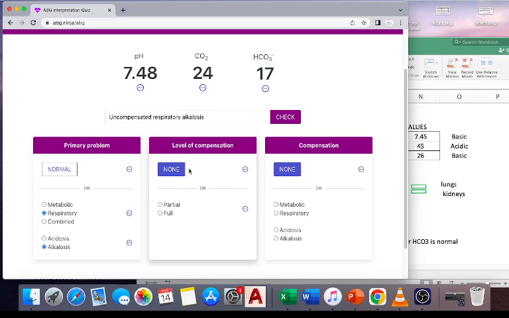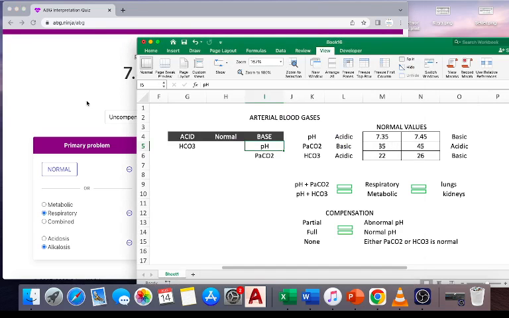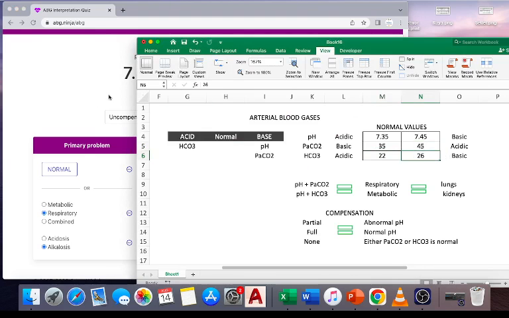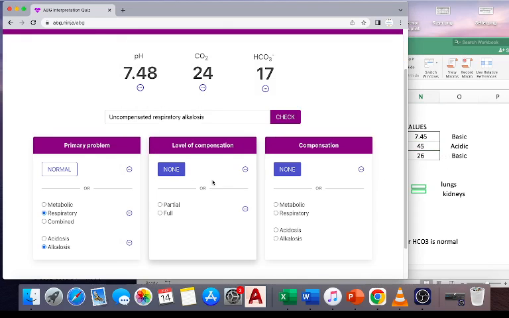Once again, I'd ask myself whether there's anything here that's within the normal limit. CO2 is supposedly 35 to 45, and bicarbonate is 22 to 26, which is 17. Okay, so I cannot answer none. So there's some level of compensation.